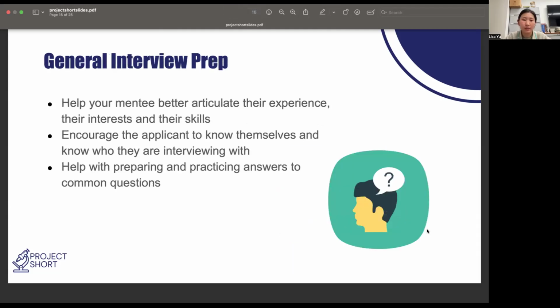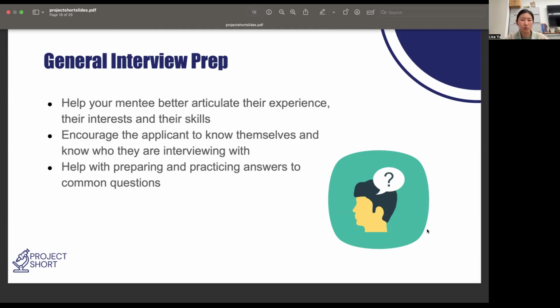So very generally, the things that we think you could possibly help your mentees with the most, since they are the ones that know their own experiences and their interests and skills. A lot of times the key is to be able to communicate that effectively and be able to actually articulate it in an interview. And that's where, as mentors, we can really help to figure out how to communicate what they're trying to say better.